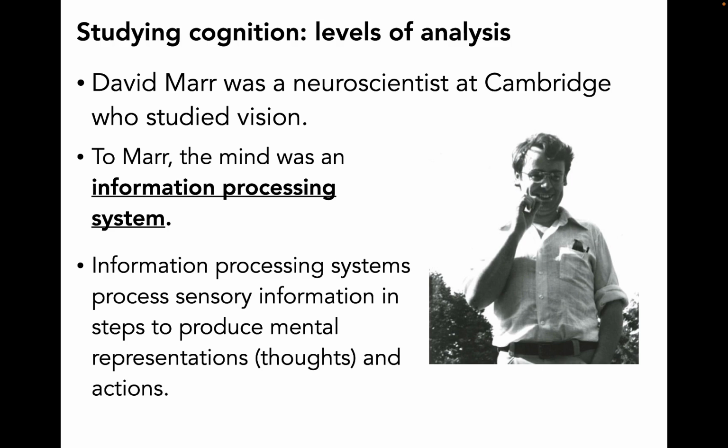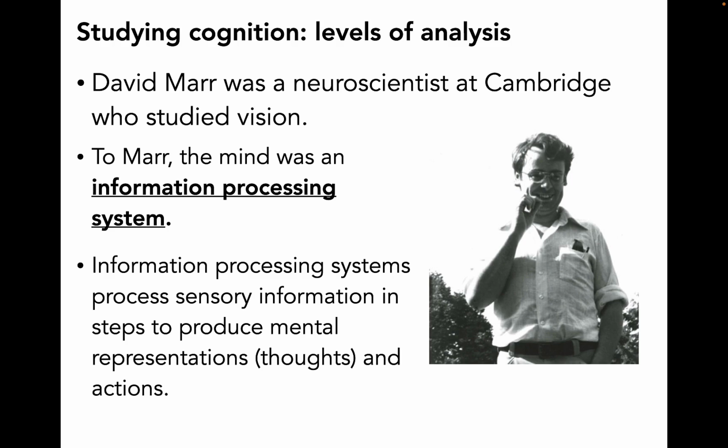happening in our world. Now, to Marr and to almost all cognitive psychologists, the mind is an information processing system. We'll talk a little bit about what information processing is in the next lecture, but the idea here is that the mind processes information in stages to build up mental representations, to build up images, rules, concepts in the mind that reflect some sort of external reality.